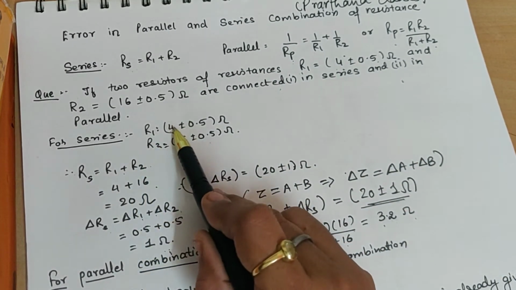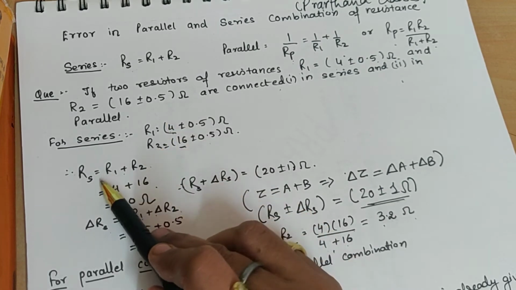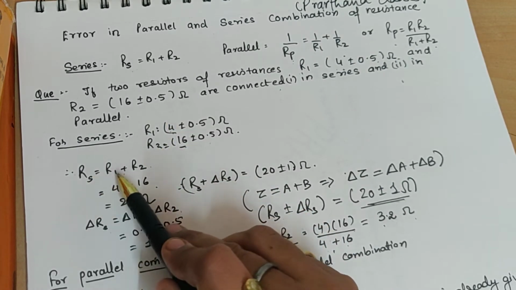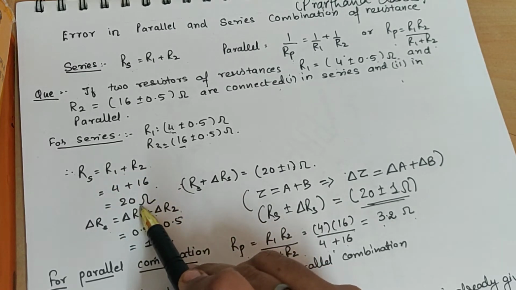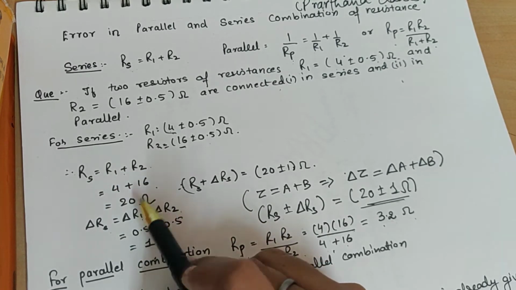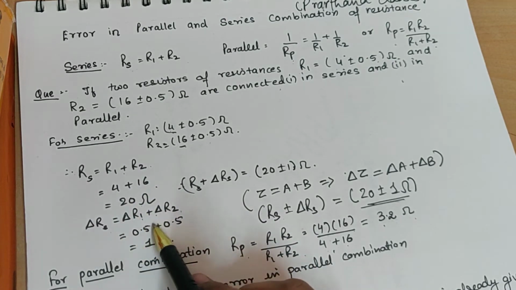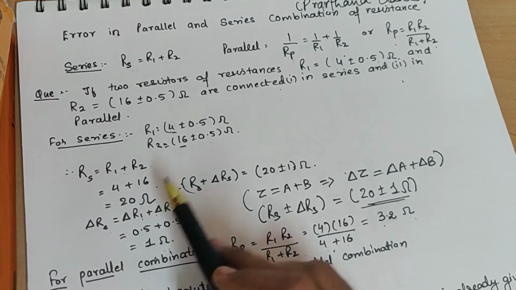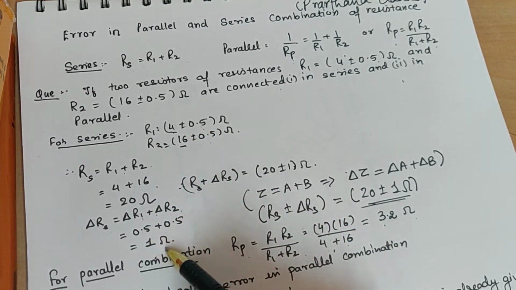Now you can see that these are the measured values, and measured values are 4 and 16. So we can find out the measured value Rs as R1 plus R2, that is 4 plus 16, that comes out to be 20 ohms. Fine. And how do you find the absolute error in series? Delta R1 plus delta R2. What is delta R1? It is 0.5. What is delta R2? It is 0.5. So this comes out to be 1 ohm.